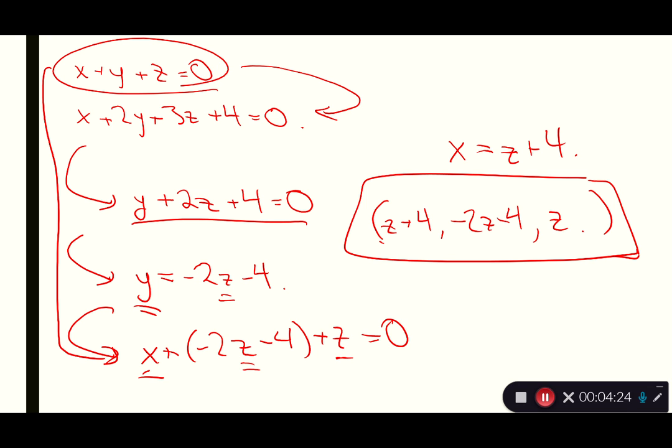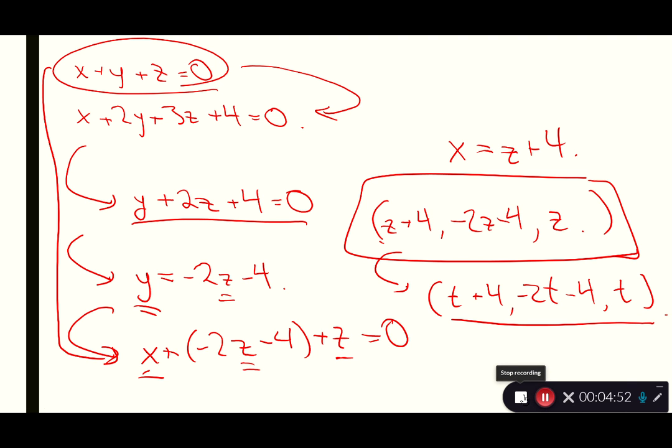And just like before, maybe I don't want to get confused between my input and output variables. And so I should maybe describe it as (t plus 4, minus t minus 4, t), like that. That's a way to give an equation for a parameterized line. And the same method works for taking two equations and turning it into a parameterized line. So that's a kind of rough way to do it, and it always works.